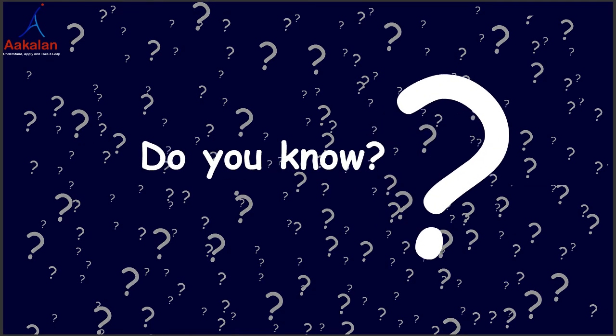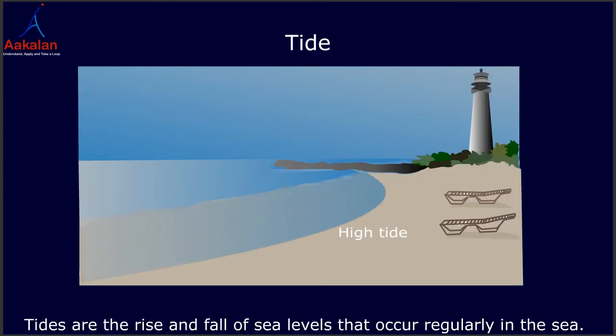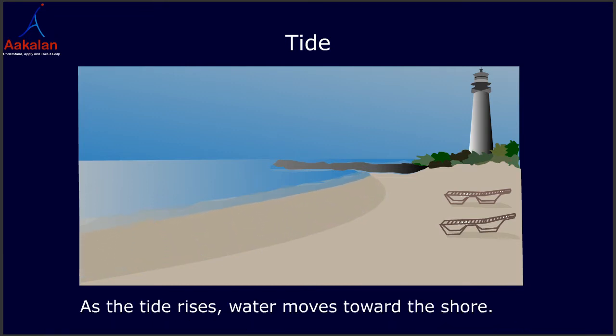Do you know what is a high tide and a low tide? We know that the tides are rise and fall of water levels that occur regularly in the sea. As the tide rises, water moves toward the shore.